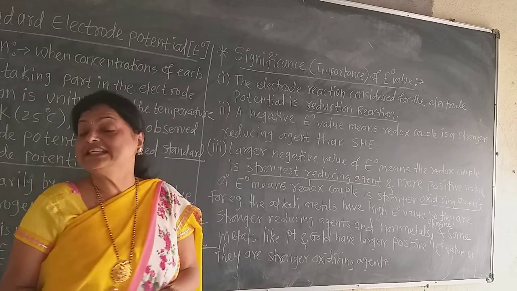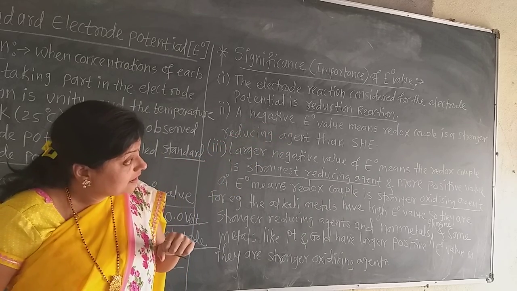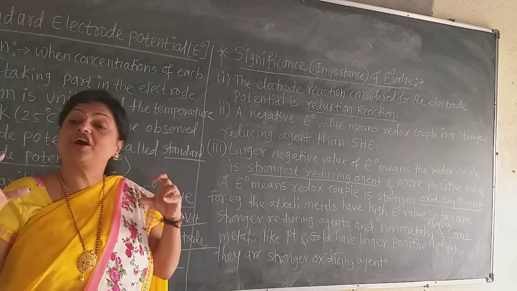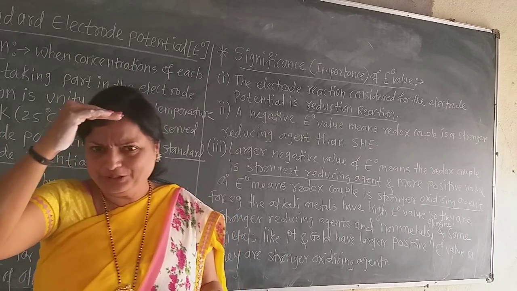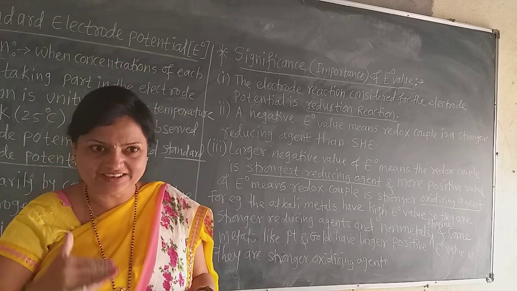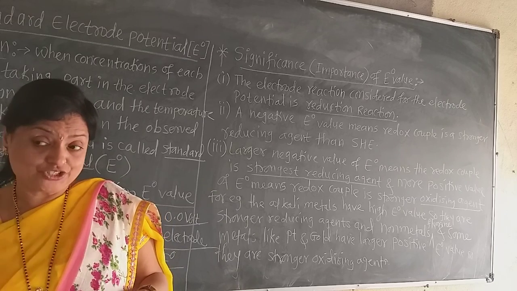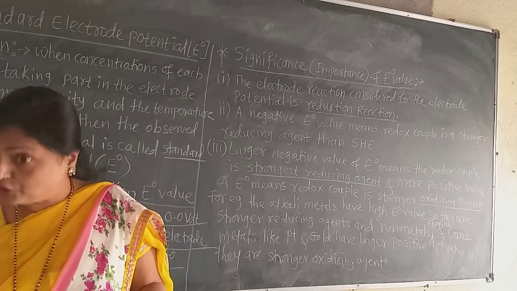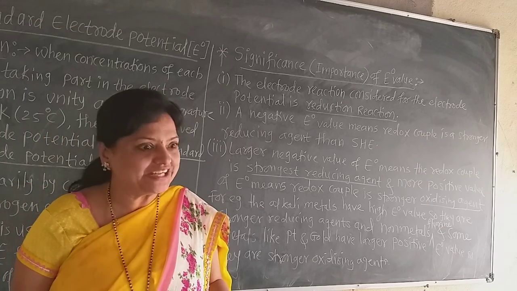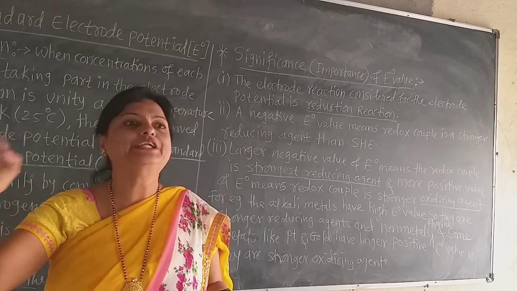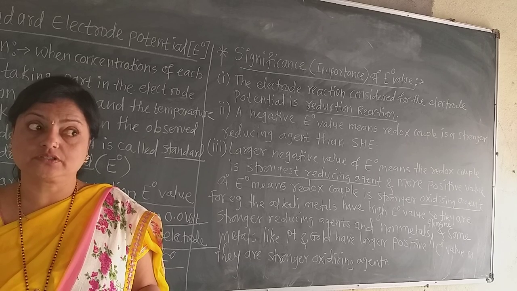Now the second point is also very important. A negative E0 value means the redox couple is a stronger reducing agent than the standard hydrogen electrode. Where are negative redox potentials? Below the hydrogen in the EMF series. So the elements which are below the hydrogen, which have the more negative electrode potential, are the stronger reducing agents. There is an MCQ on this point also. These are very important points.